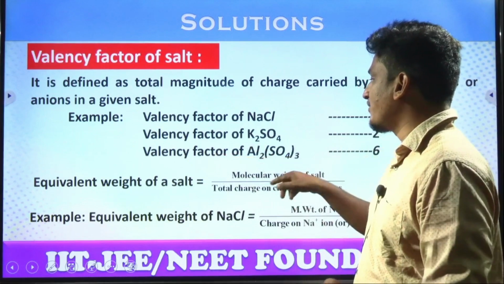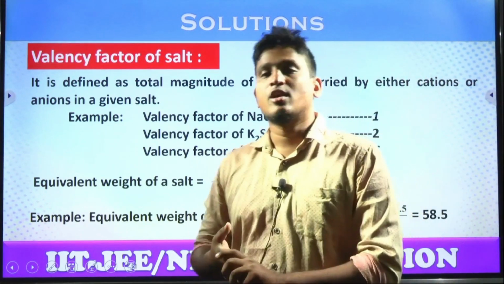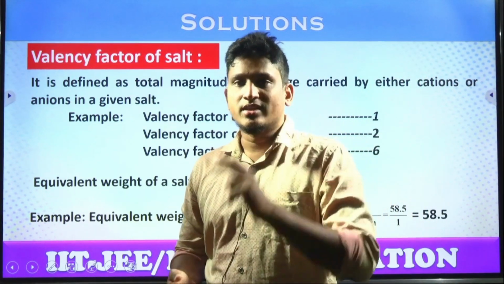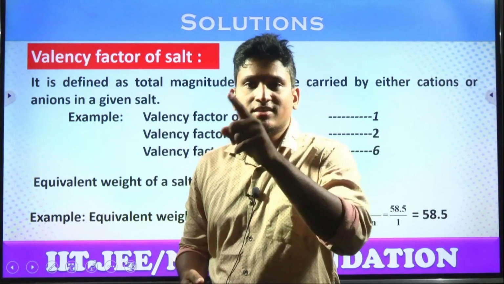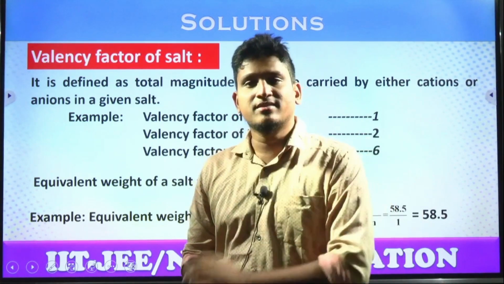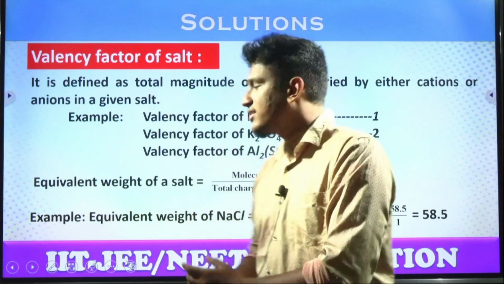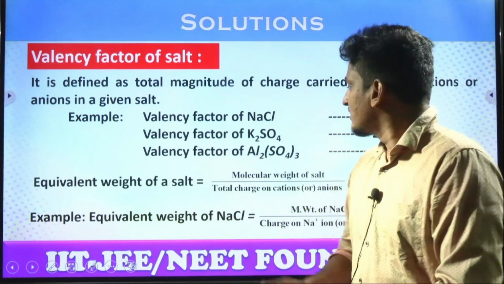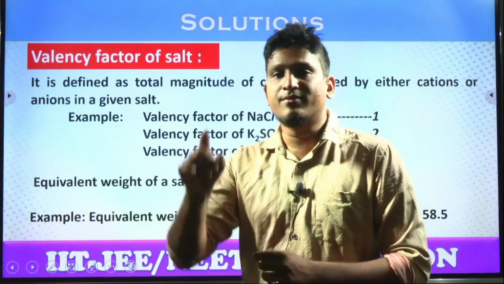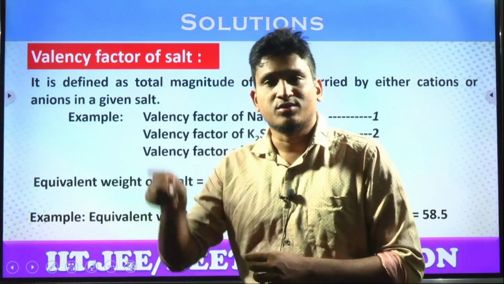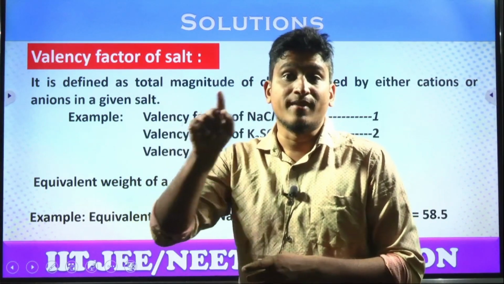And aluminium sulfate, Al2(SO4) taken thrice. How many aluminiums are there? 2 are there. Each aluminium how much? +3, +3. Total what is the charge? +6 is the charge. Now what is the valency factor? 6 is the valency factor. Sulfate, 3 sulfates are there. On each sulfate -2, -2, -2. Total what is the charge? -6. Valency factor is 6.